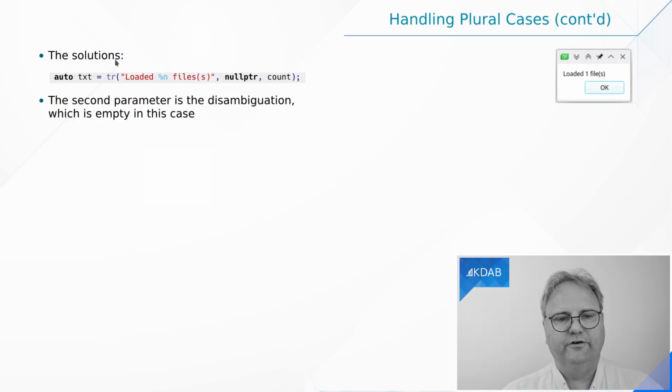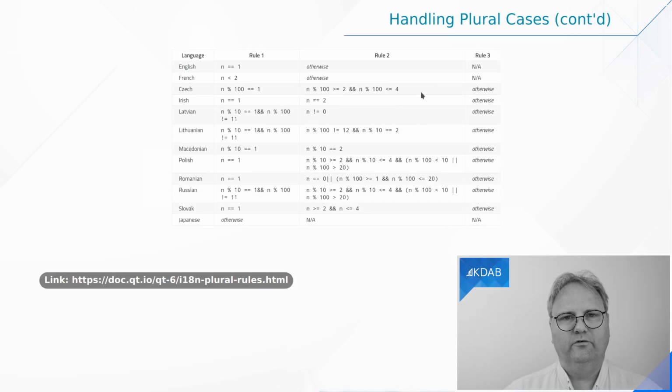The translator will be offered to translate this file depending on the count. So they will be offered to translate it for 0, for 1, for whatever. And that's what gets us to this table over here that comes from this documentation down here.